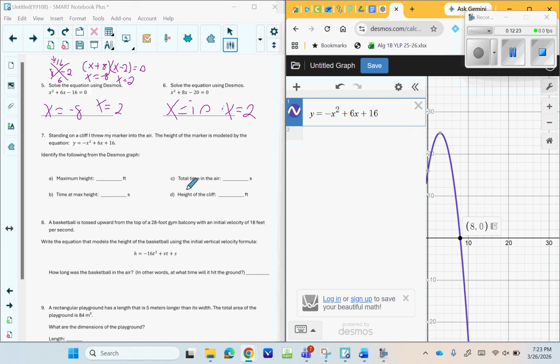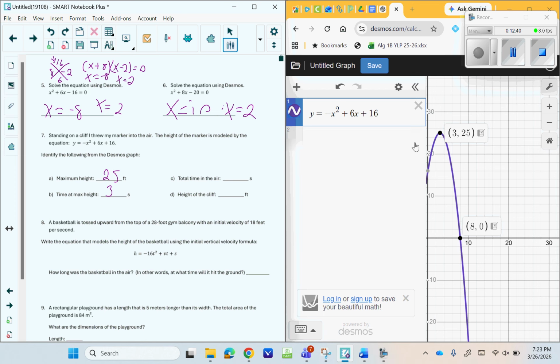Okay, so let's kind of answer the question. What is the maximum height? So the maximum height would be 25 feet. Okay, the time at the maximum height. So that took 3 seconds to get to the maximum height.